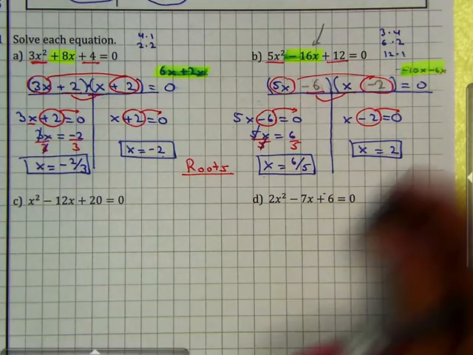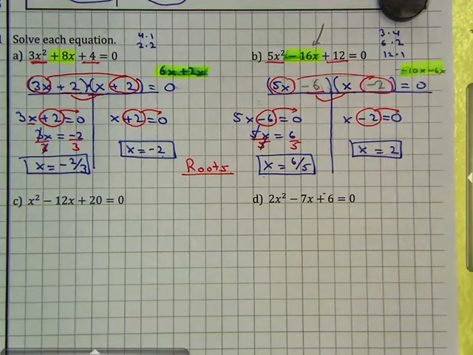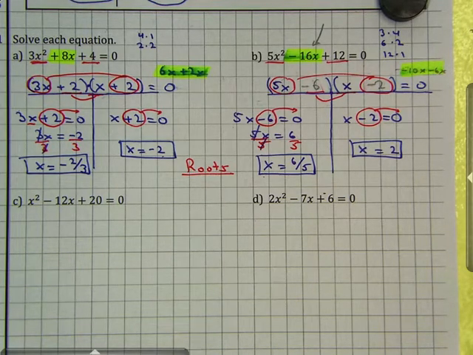C and D. So go and copy them down and we'll work them out together. Go and pause it. Excellent.